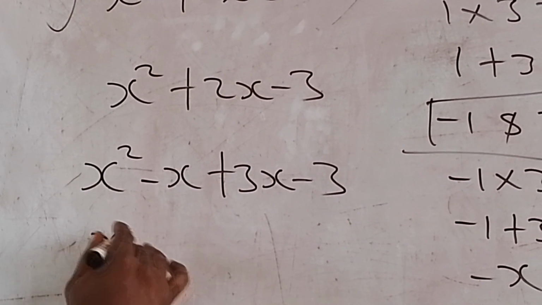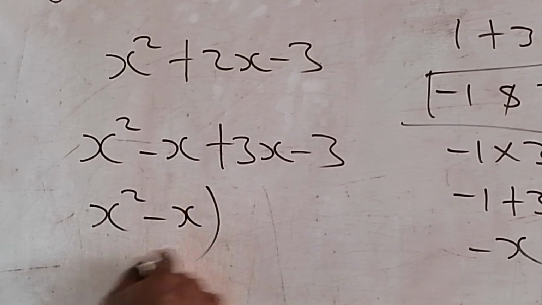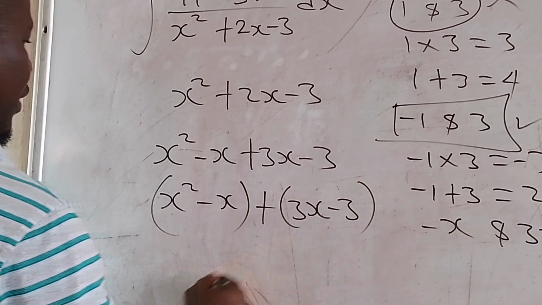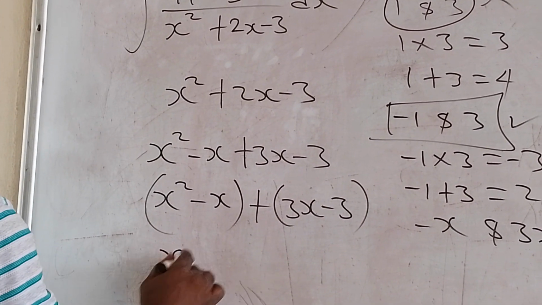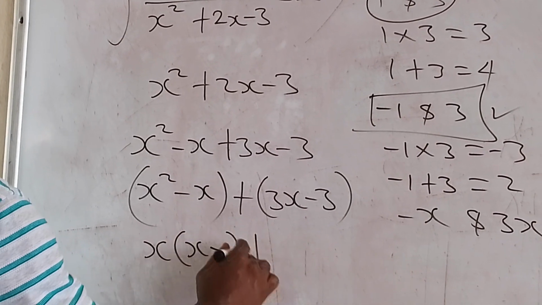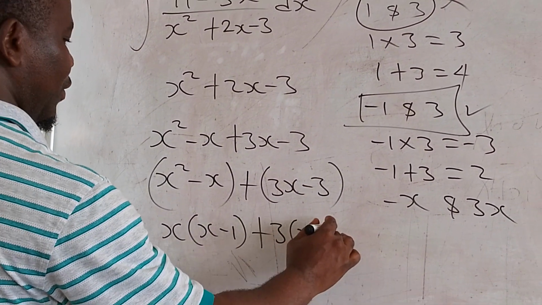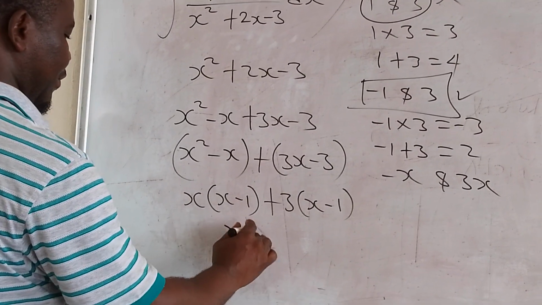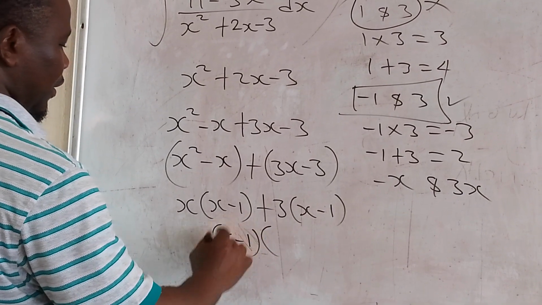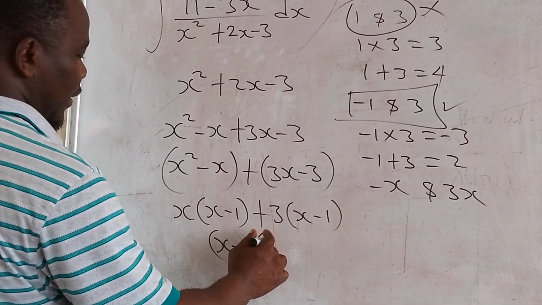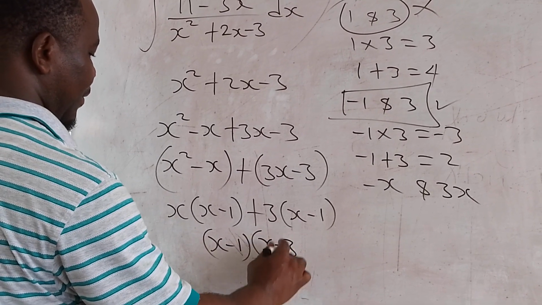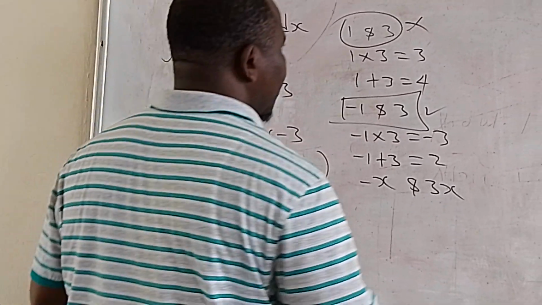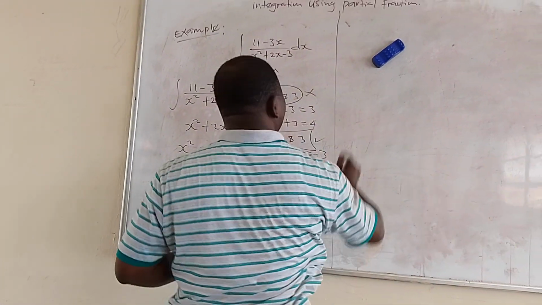So let us find the factors. Amen. Plus 3x minus 3. What is common here? x minus 1. What is common here? 3. x minus 1. Amen. So you discover that the factors are x minus 1 and x minus 3.